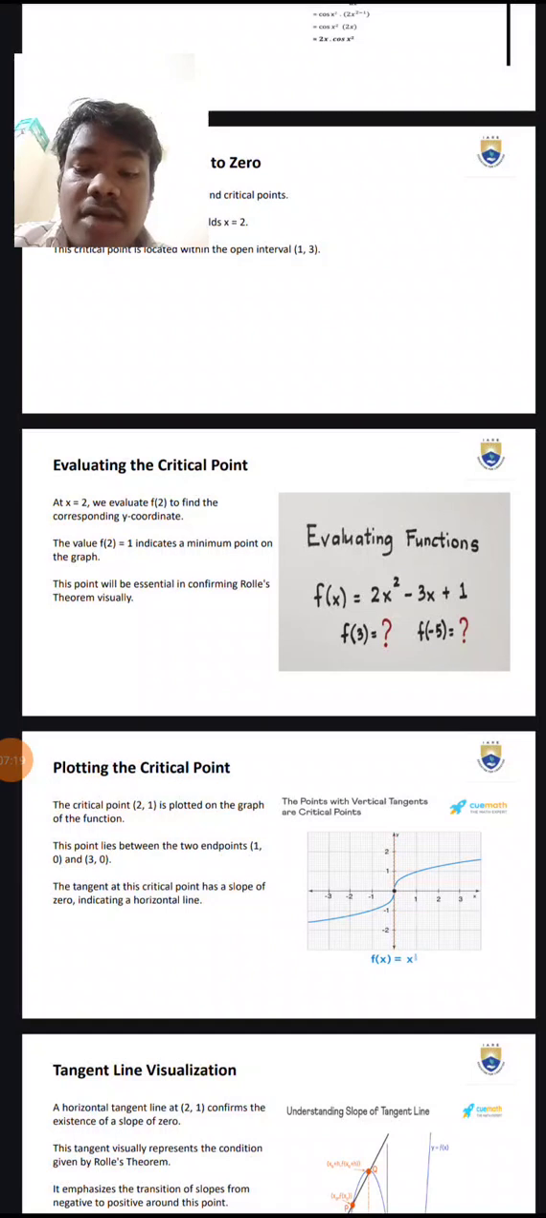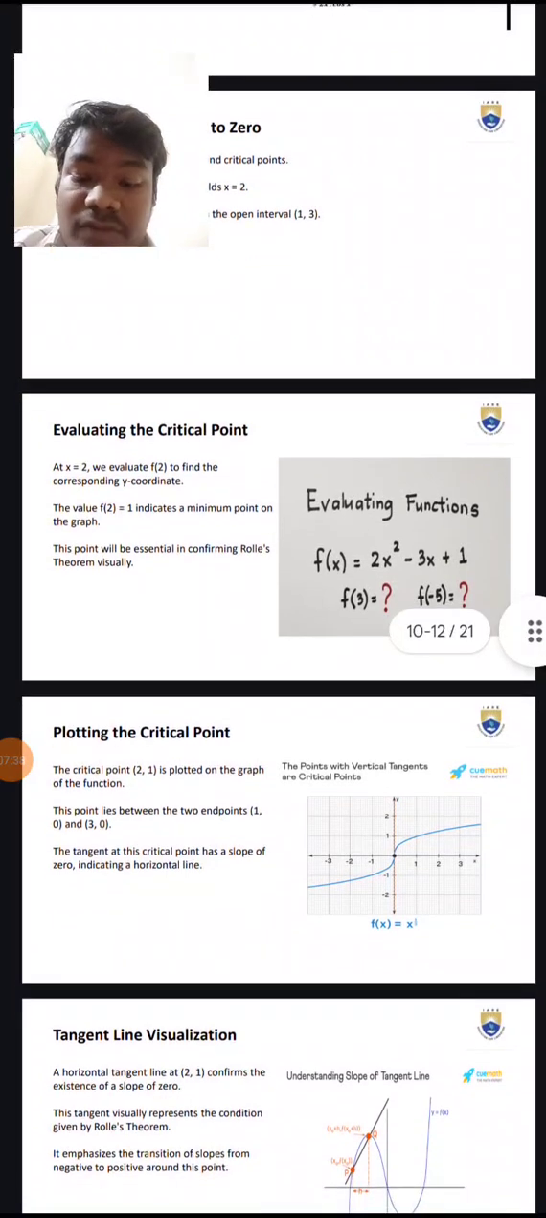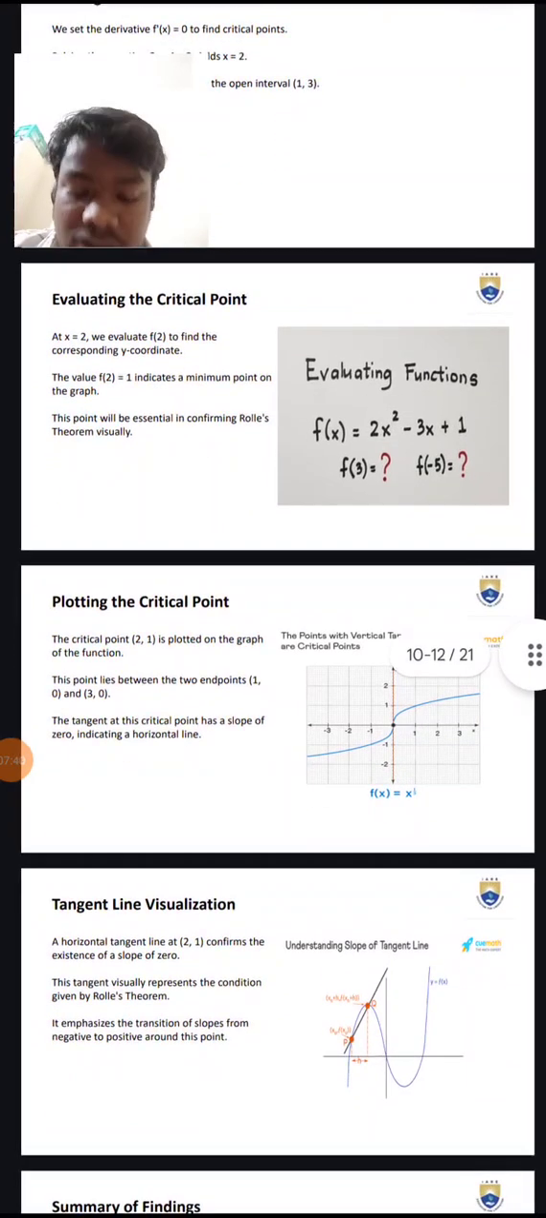The critical point 2 comma minus 1 is plotted on the graph of the function. The points with horizontal tangents are critical points. The point lies between the two endpoints, 1 comma 0 and 3 comma 0. The tangent at this crucial point has a slope of 0, indicating a horizontal line.